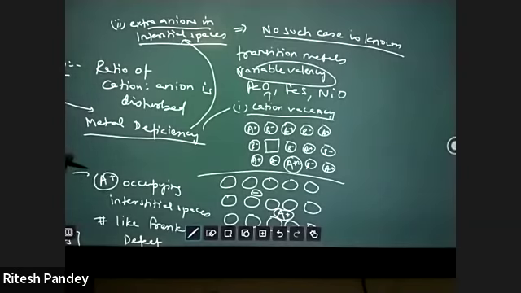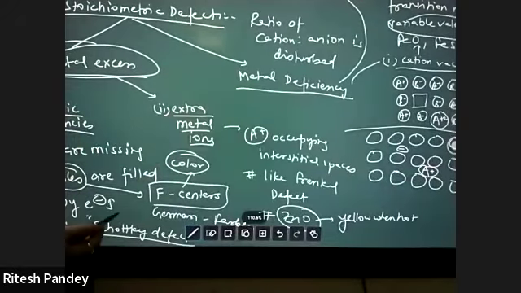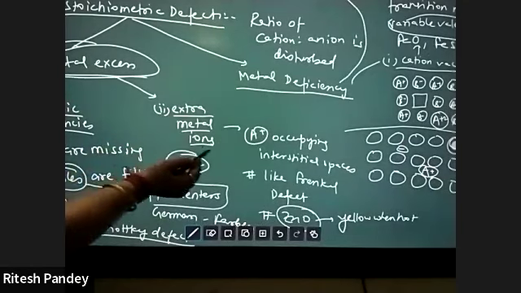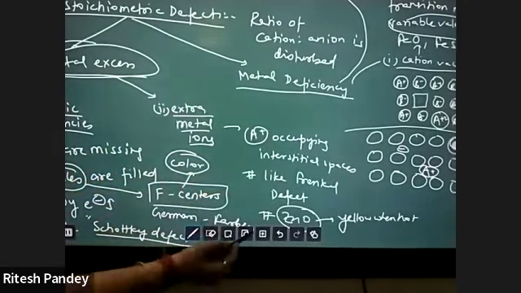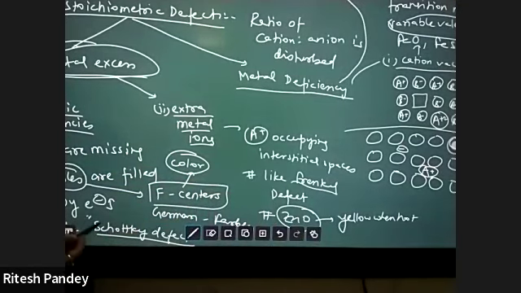And metal excess could be because of anion missing, and missing is like Schottky defect, or extra metal in interstitial species, which is like Frenkel defect. But they're not Frenkel and Schottky defects because the number of particles aren't equal and they are non-stoichiometric in nature.